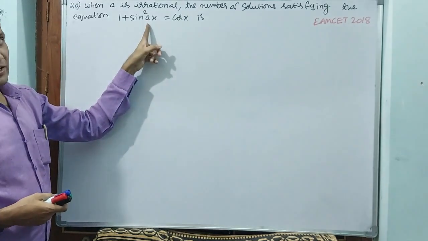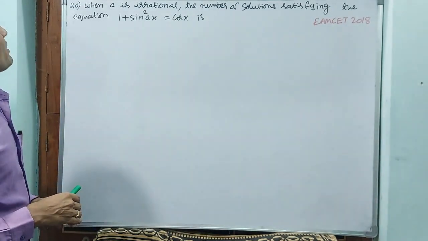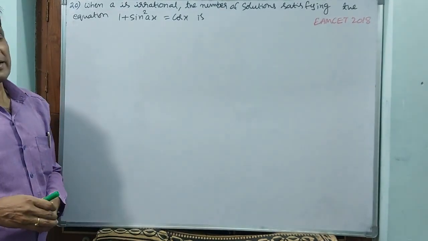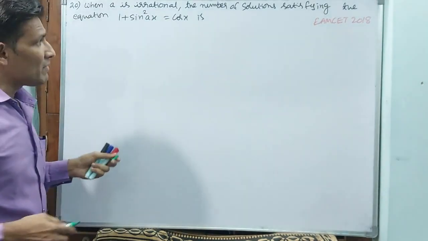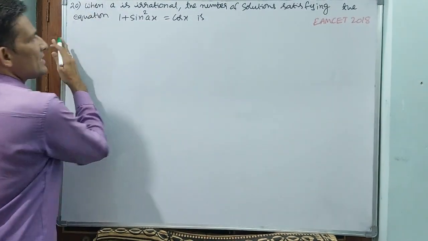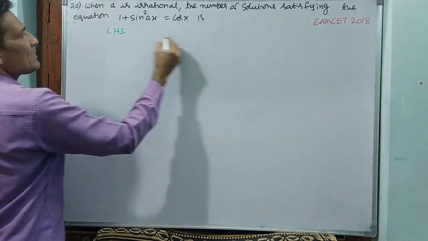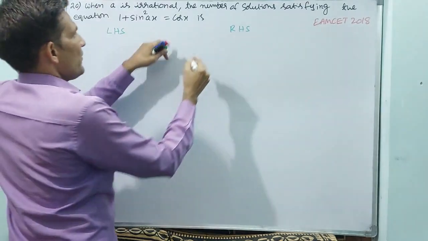You see, A is irrational. 1 plus sine square ax is equal to cos x, like they are telling. How many solutions are there? Number of solutions, like that. Solution means x value. What is the x value, like they are telling? Okay, we know very well. I am writing something, you observe carefully. Here I will write LHS this side, RHS this side I am writing. Observe carefully. This is a logical question.